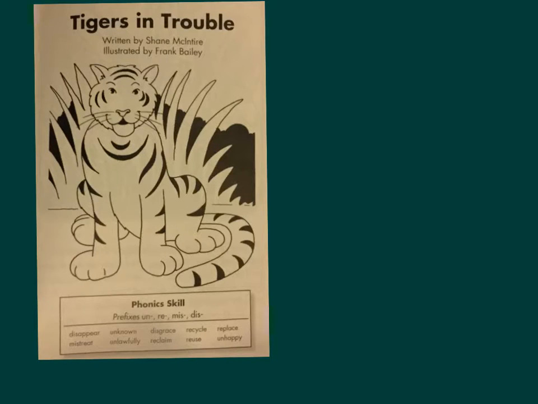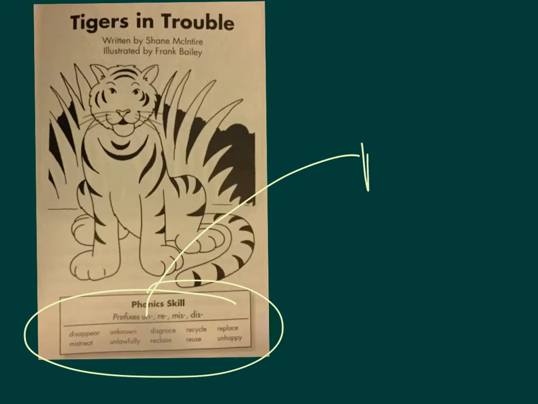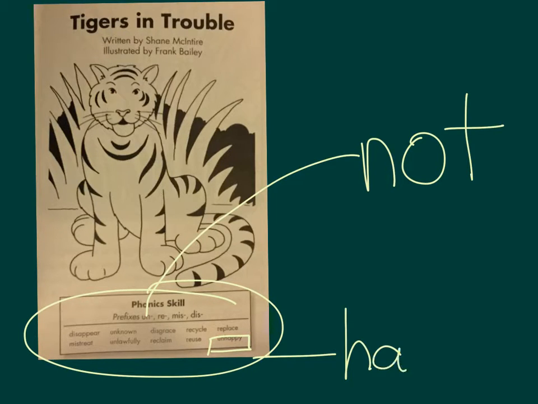Here are the words we looked at last week, word wizards, when we read Tigers in Trouble. Right down here, see if you can look at some of these words and figure out what the meanings of them are. Remember, un changes the base word to mean not. For example, unhappy. My base word is happy. When I add un before it, remember it changes it so it's not happy.